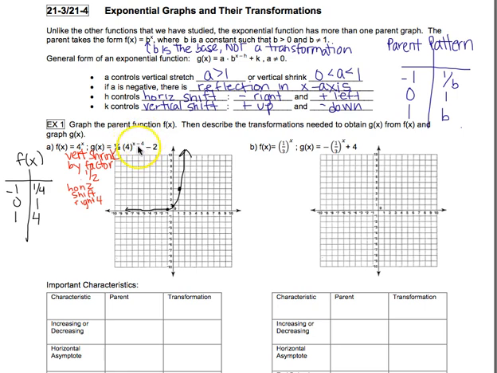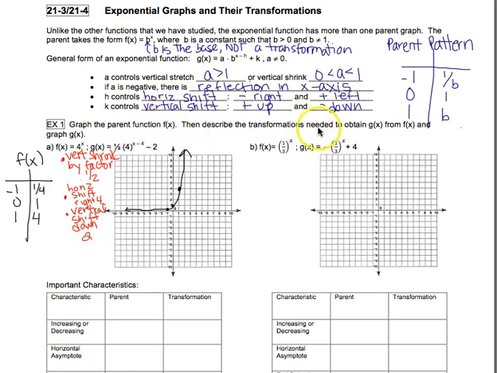Then the last thing I see changed from the parent to my g of x is this -2. I match up here and I see that that is a vertical shift value because that's a k value. So in this case, since it's negative, that means it goes down. So vertical shift down 2.